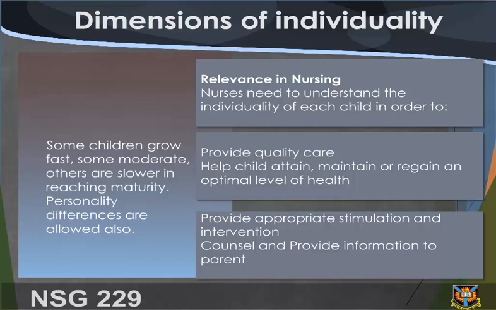Relevance in nursing. Nurses need to understand the individuality of each child in order to provide quality care, help the child attain, maintain or regain an optimal level of health, provide appropriate stimulation and intervention, counsel, and provide information to parents.